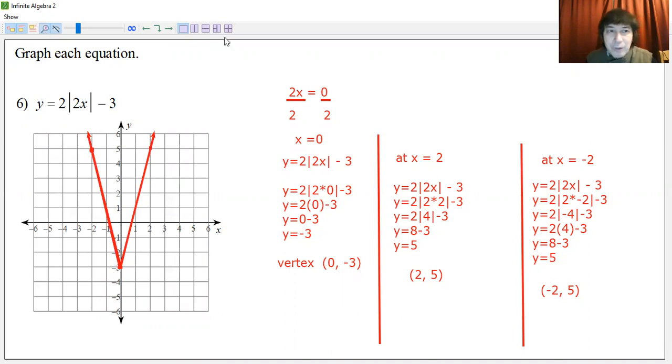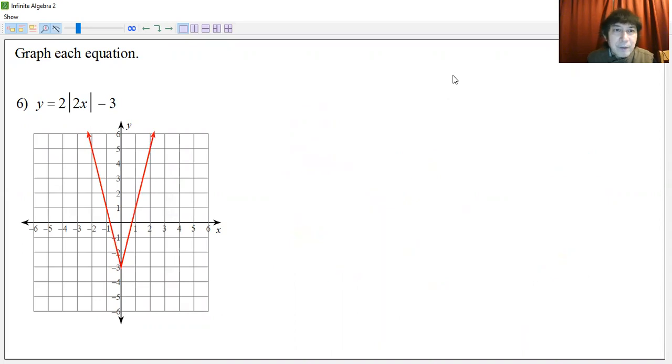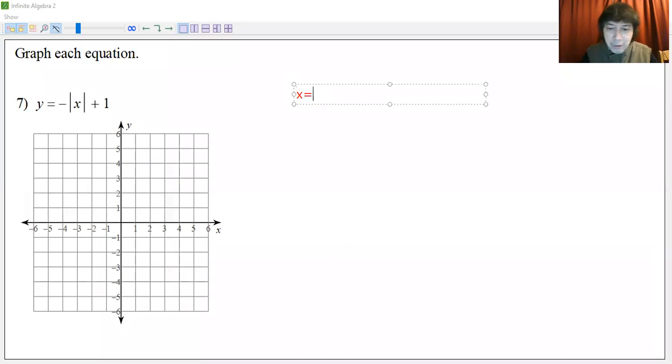Let's proceed to number 7. Let's clear the screen, clear the answer. Here's number 7. This looks rather simple. x is equal to 0 right away, because we are supposed to equate the expression inside the vertical bars to 0 and solve for x. And so this is x equal to 0. That's the value of x. And we can evaluate right away what's y.